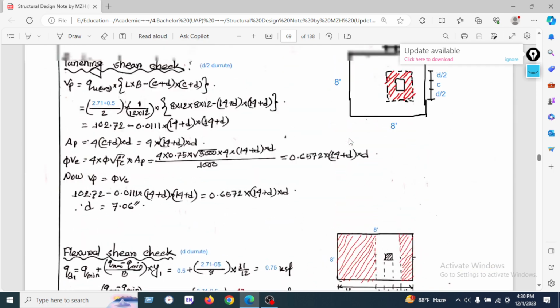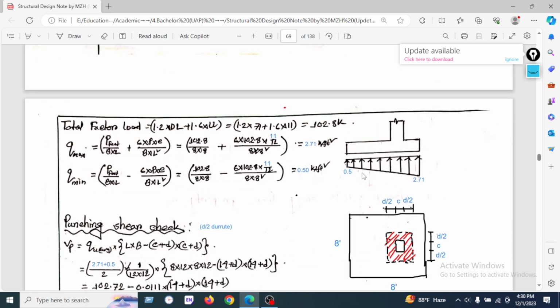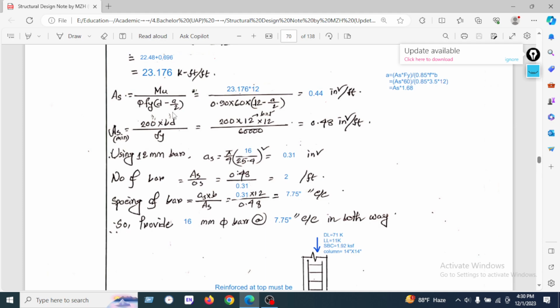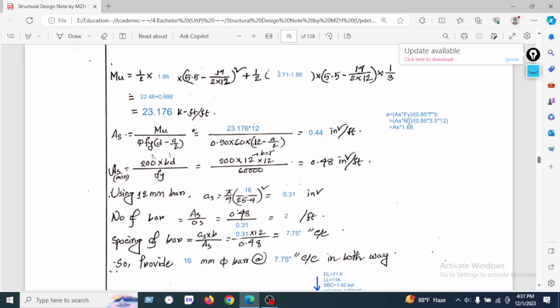As we have seen, the pressure will be trapezoidal, that's why we have used 1/3. Okay, and found the moment 23.16 kip feet per feet, and similarly as will be phi fy d minus a by 2, and found this value. The a value will be by trial and error, and we have found the value of a equal to 1.68 inches square, and then the As value will be 0.44 inches square per feet.